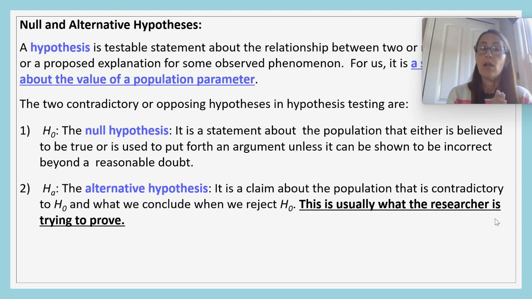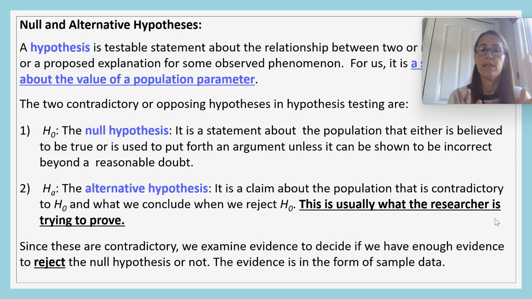H sub A is the alternative hypothesis, and it's a claim about the population that is contradictory to H naught, our null hypothesis, and what we conclude when we reject H naught. This is usually or often what the researcher is trying to prove. In this section, we're going to be writing null and alternative hypotheses. A lot of times H sub A, the alternative hypothesis, is what we're actually trying to show, and then we can write the null hypothesis based on that. Since these are contradictory, we examine evidence to decide if we have enough evidence to reject the null hypothesis or not. And that evidence is our sample data.